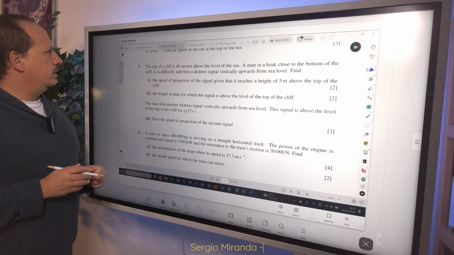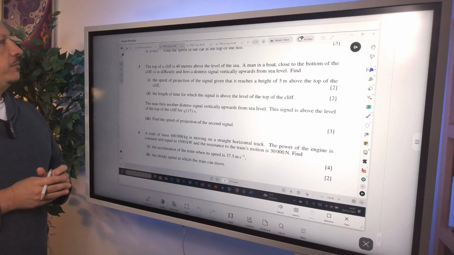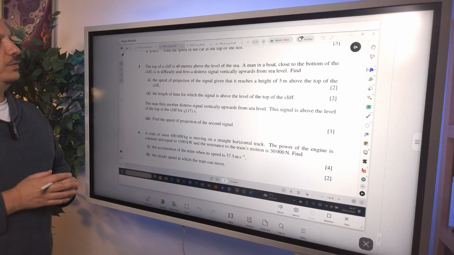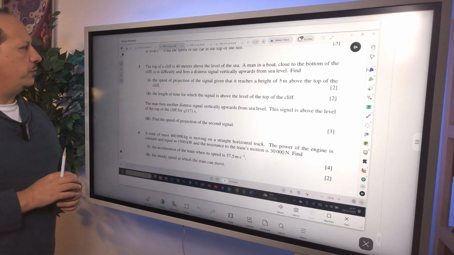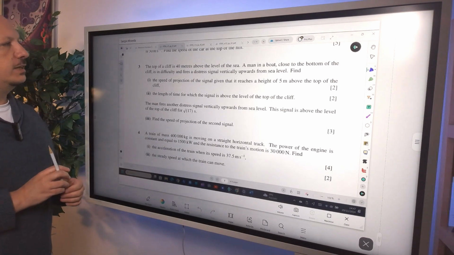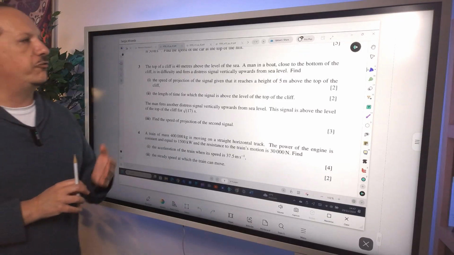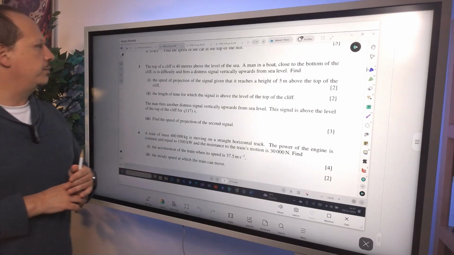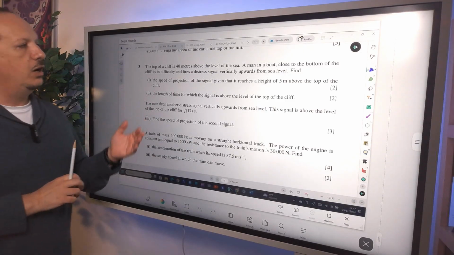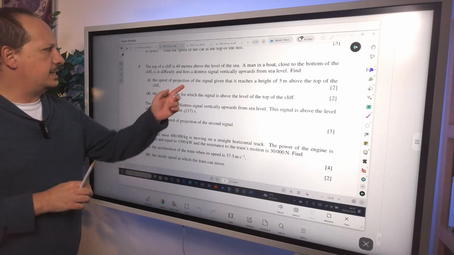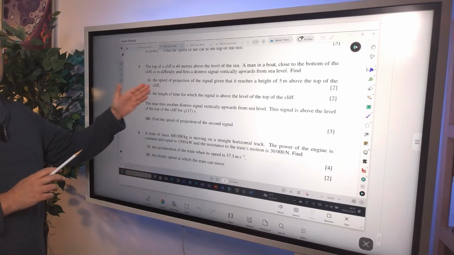Question 3. It says, the top of a cliff is 40 meters above the level of the sea. A man in a boat close to the bottom of the cliff is in difficulty and fires a distress signal vertically upward from the sea level. Find first the speed of projection of the signal given that it reaches a height of 5 meters above the top of the cliff, and then the length of time for which the signal is above the level of the top of the cliff. Let's look at the first question first.